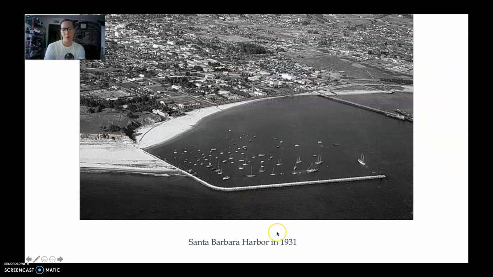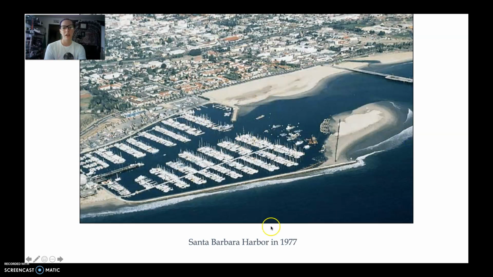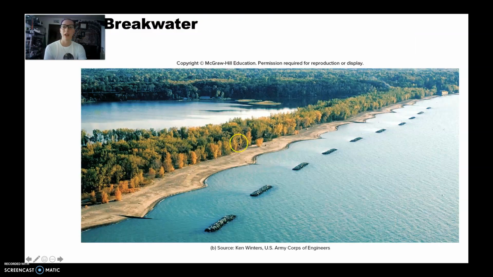And there's a perfect example of this, the Santa Barbara Harbor. So this is the Santa Barbara Harbor back in 1931. So they built in this stabilization. Notice how not large the beach is, over here in the center. And then in 1977, it's a very different story, right? So that's all because of that longshore current and deposition of sand and man-made structures. Kind of interesting.